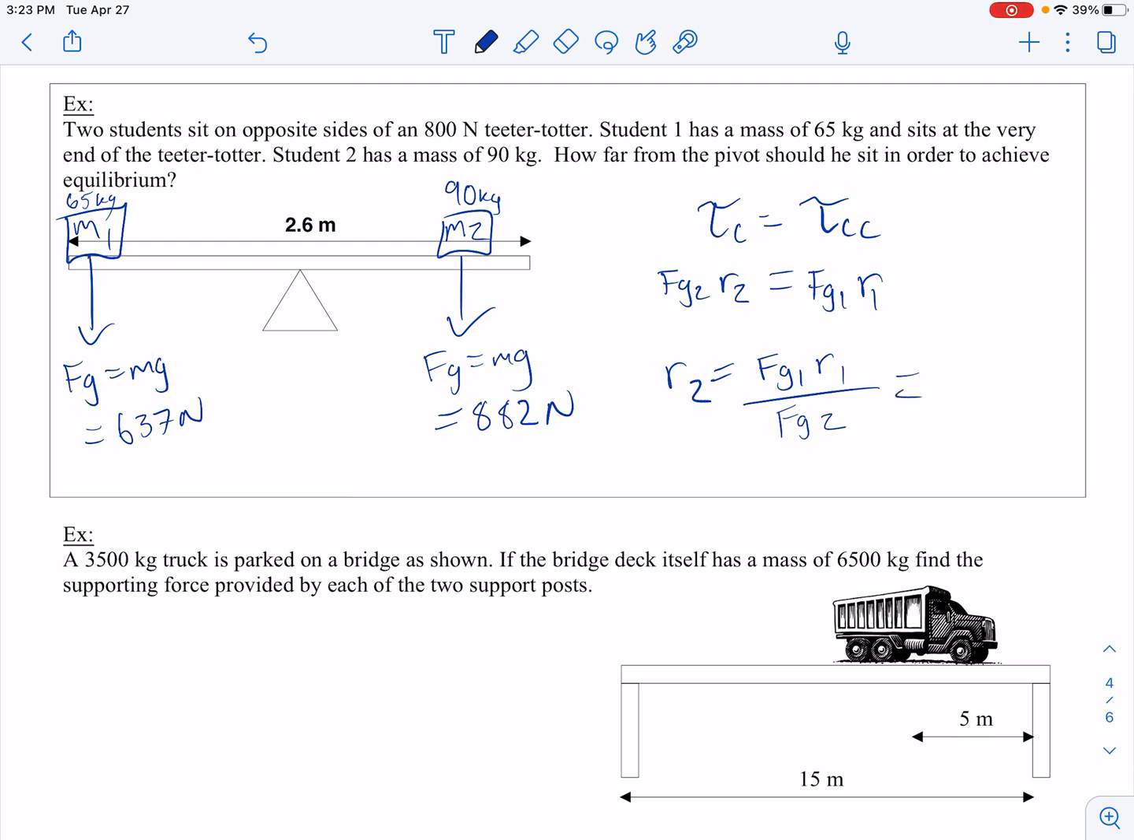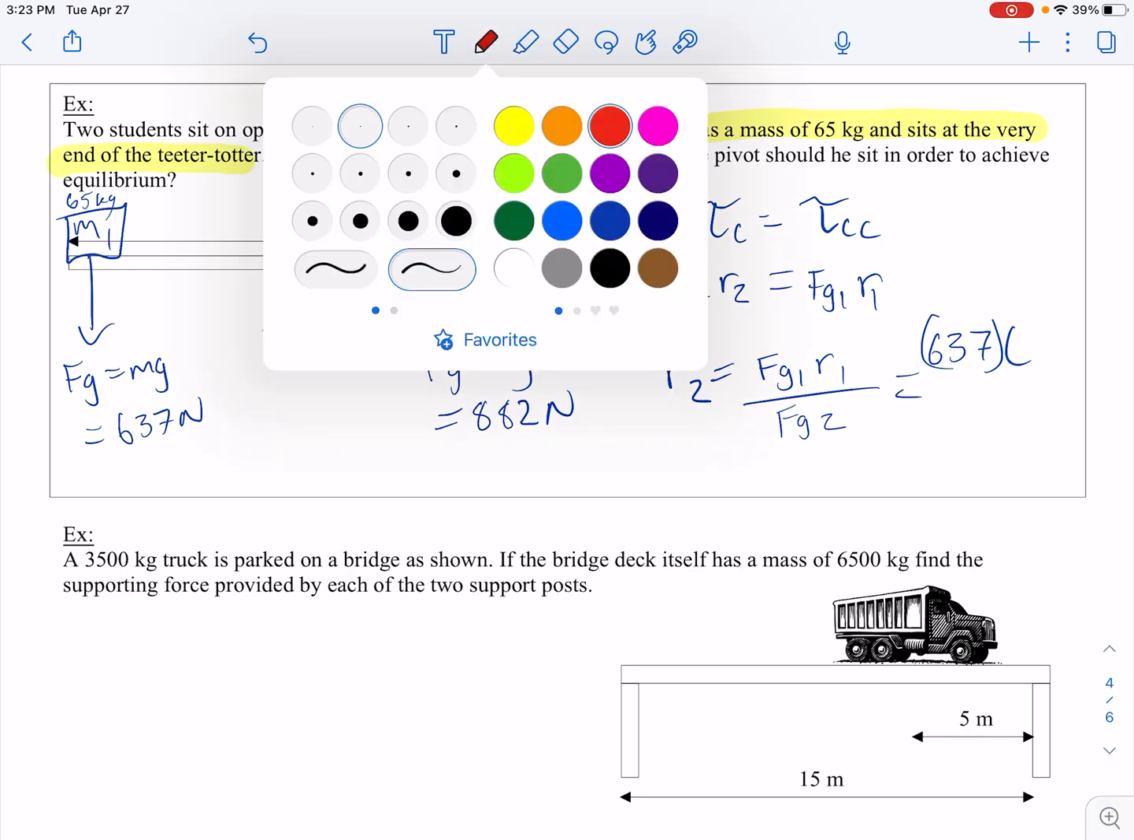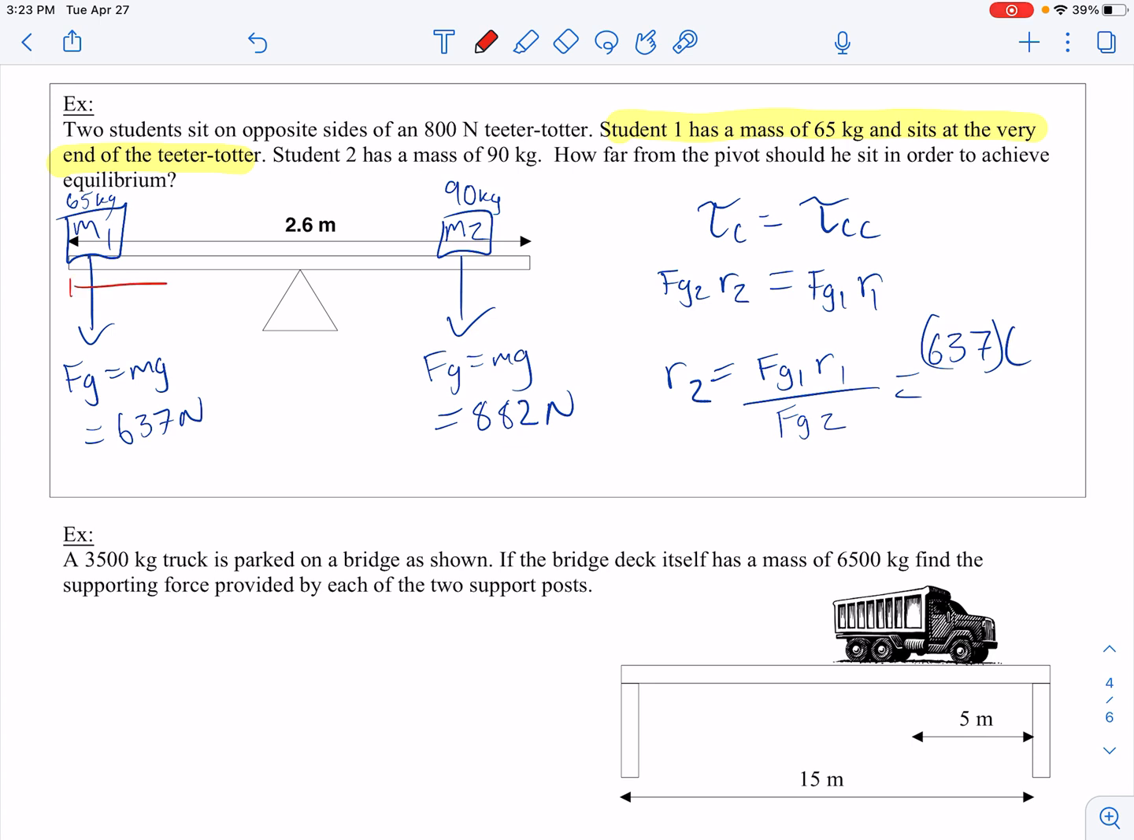Okay, now I know the gravitational force of my first kid is 637. A key thing I can infer from my problem is that it says student 1, with a mass of 65, sits at the very end of the teeter-totter. So if I'm thinking very end, that's going to be a distance of 1.3 meters. All of this is going to be over 882. Let's plug that all in, and we get about 0.94 meters.